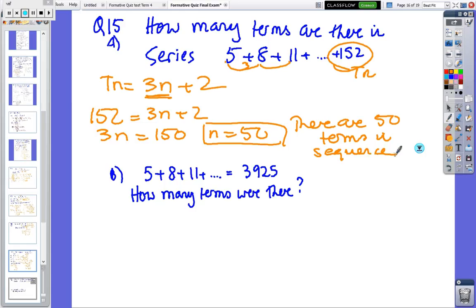Next one is we've got the sum equals 3,925. How many terms were there? So again, I'm hoping this one will work out to a whole number. If it doesn't, then it's my fault.